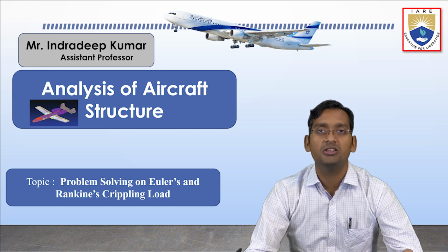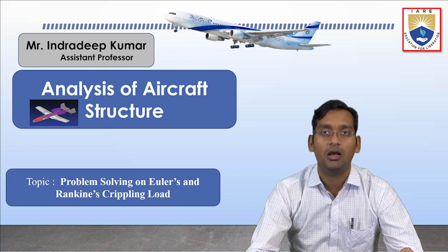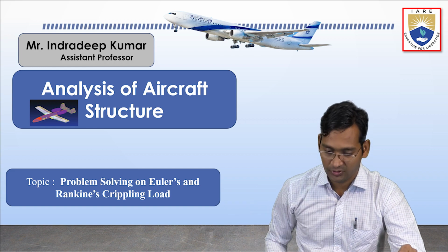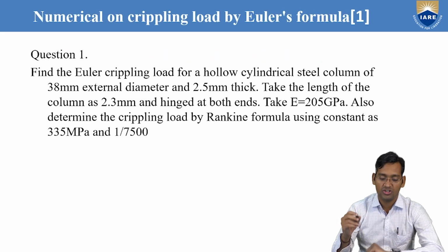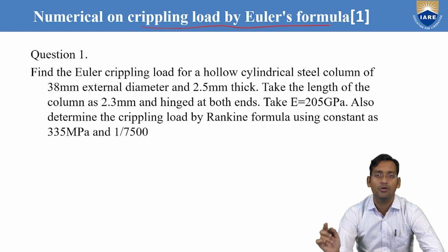In this video, we will see the problem solving on Euler's and Rankine crippling load. Here, we will see how to find the Euler crippling load and Rankine crippling load. The question is, find the Euler's crippling load for a hollow cylinder. That topic is a numerical on crippling load by Euler's formula. First we are seeing Euler, and then we will see Rankine.